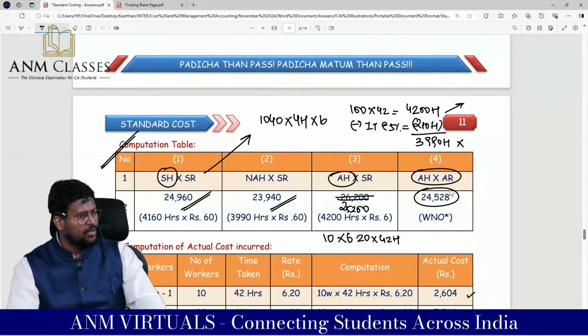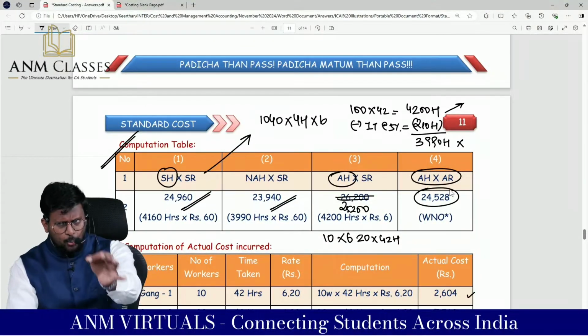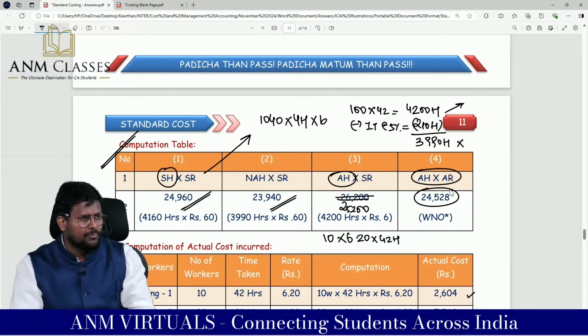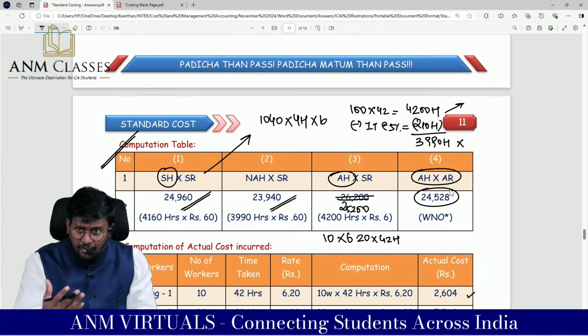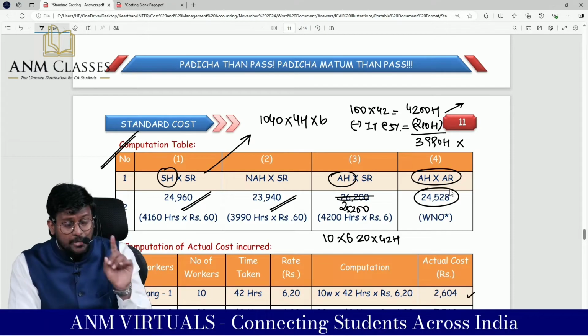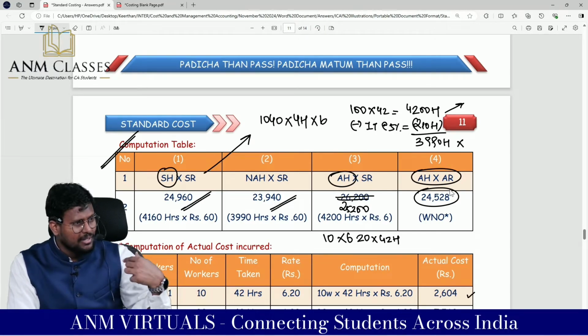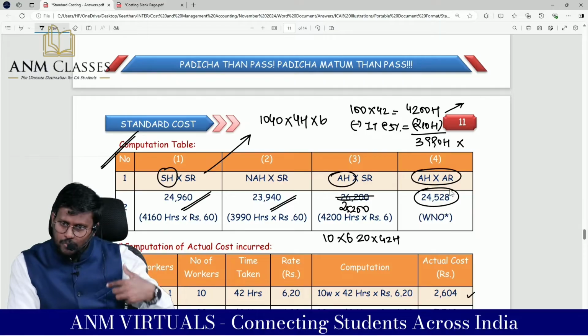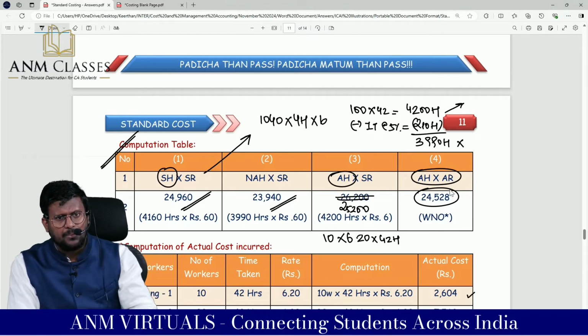24,528. Comfortable? Yes, sir. Sir, when you are paying, will you pay with idle time, without idle time? With idle time. And idle time is not the mistake of the employee. Yes, idle time is the mistake of us. Correct? Yes. So we have to compensate the employee along with the idle time.